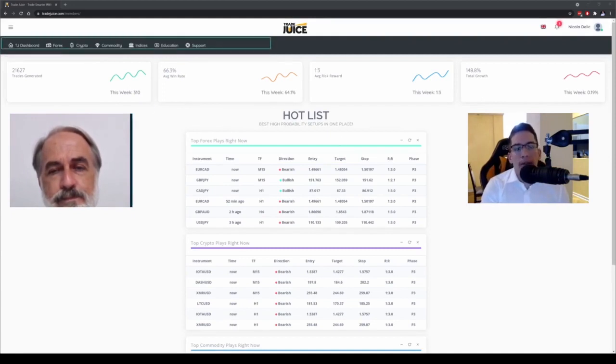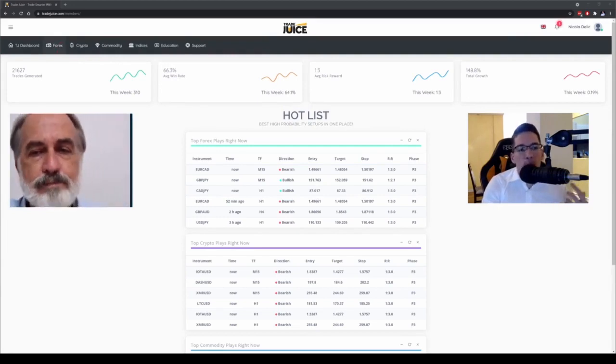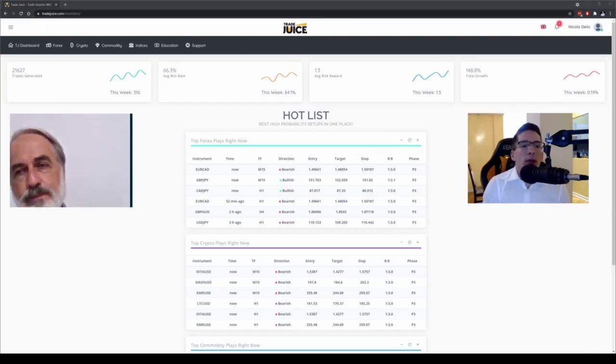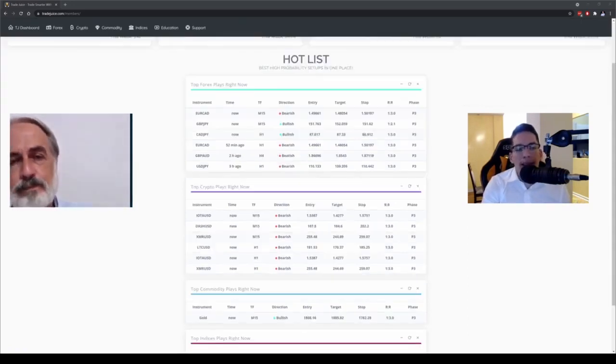Over here you have a small menu where you can go deeper into the pages of the platform. So we have 4 different asset groups: Forex, crypto, commodities, and indices. After it, we have the education center, and we have support. Most people that are using the platform are mostly on this part. You don't need to have 20 things open just to not miss the trade. Everything that you need to find the trade is right here.